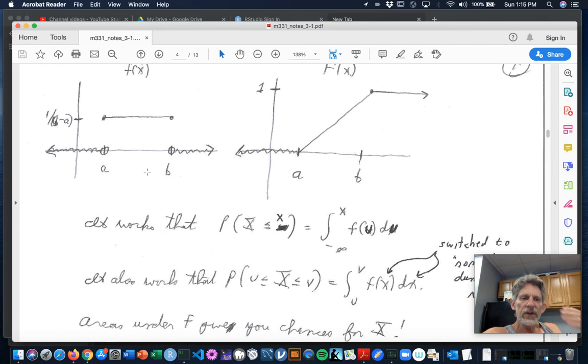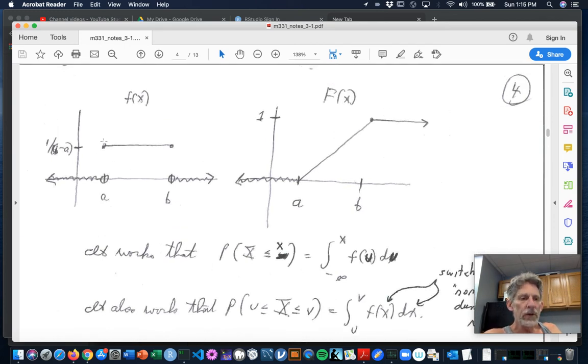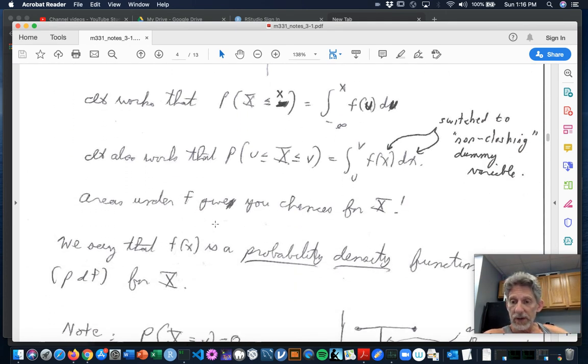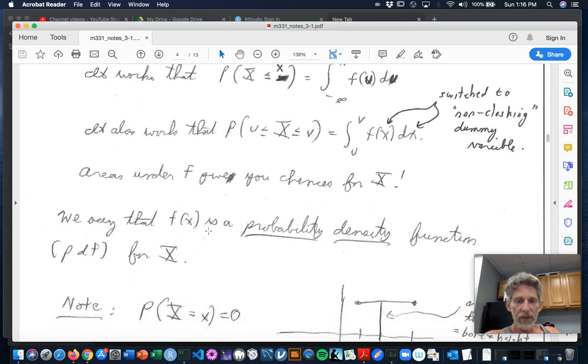So this little f function is not the only one that I could have used. I could have used one where I defined little f at a to be 0 instead of the 1, and I could have made a similar choice here at this other jump. So the little f functions are not unique. There's several different ways to set them up depending on how many jumps you have. But at least they're there, and no matter which one you pick to use, they do the same area-underneath work to give you probabilities.